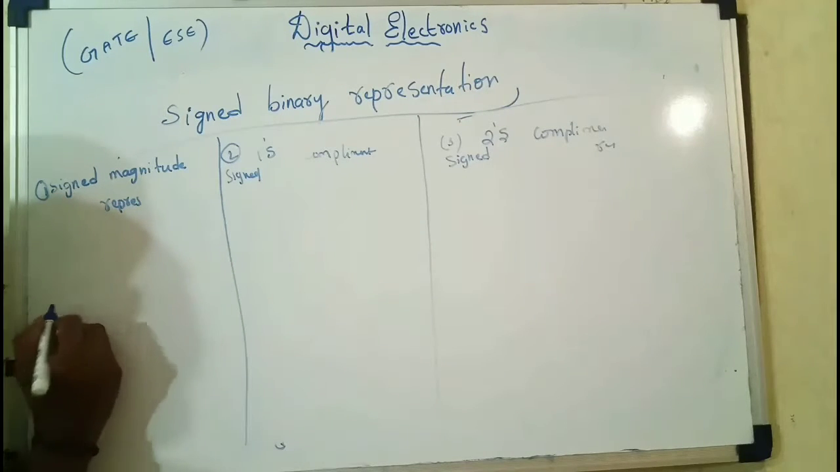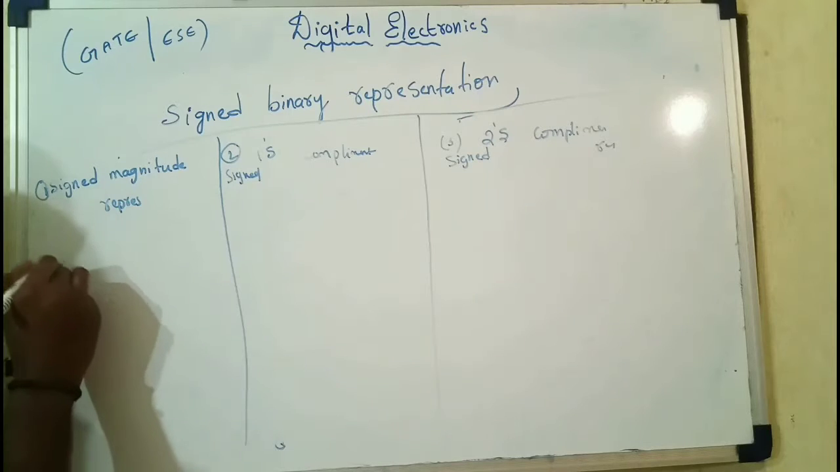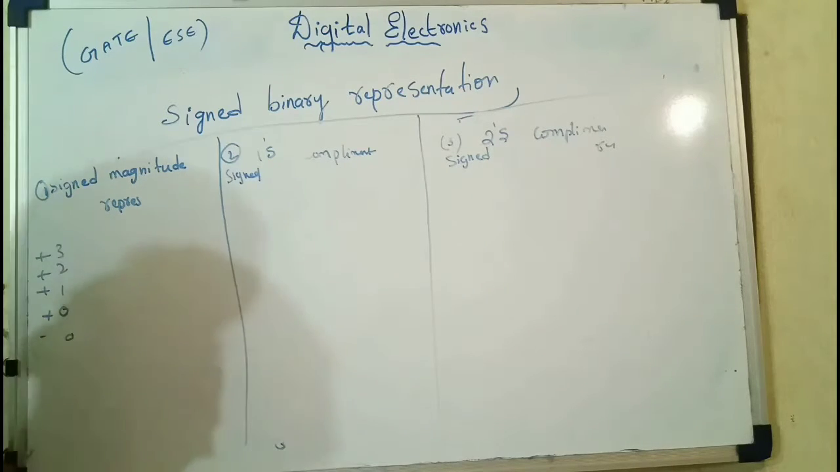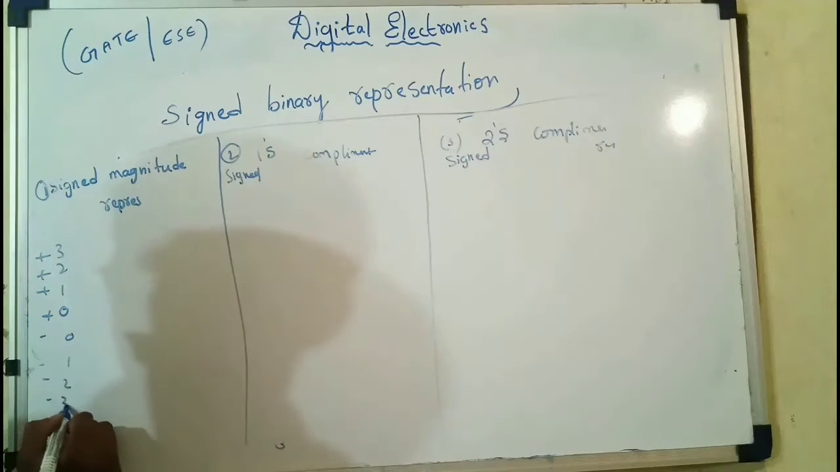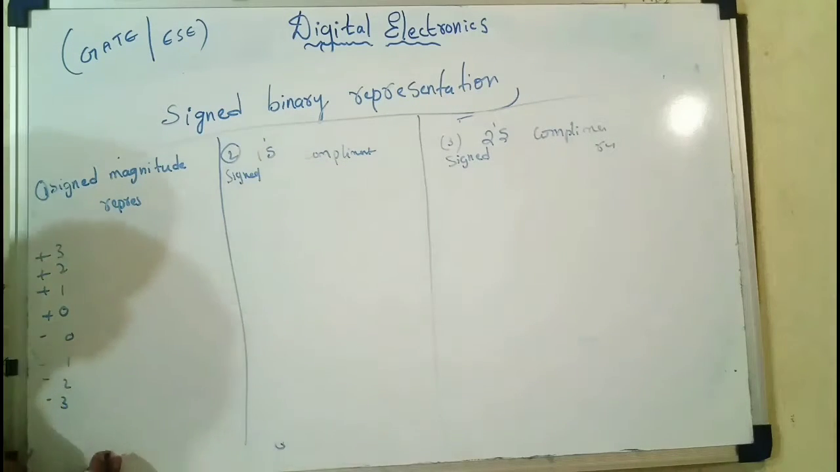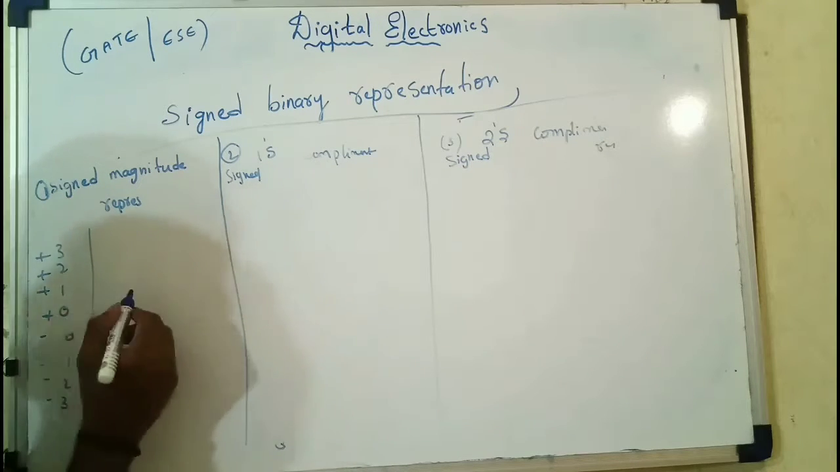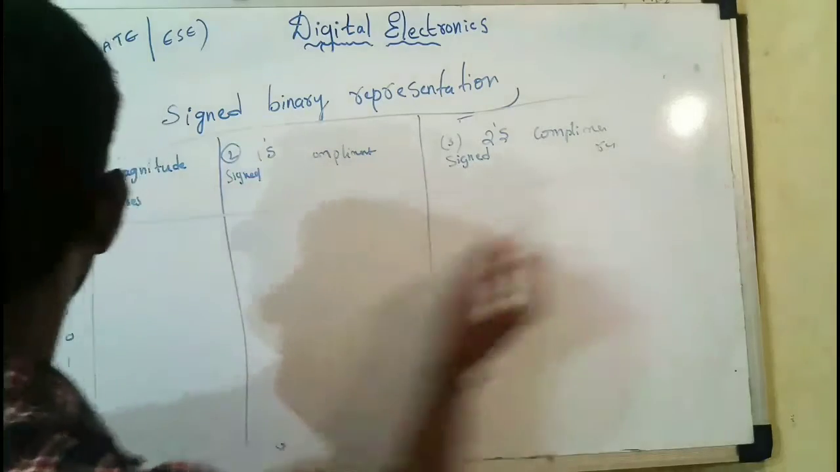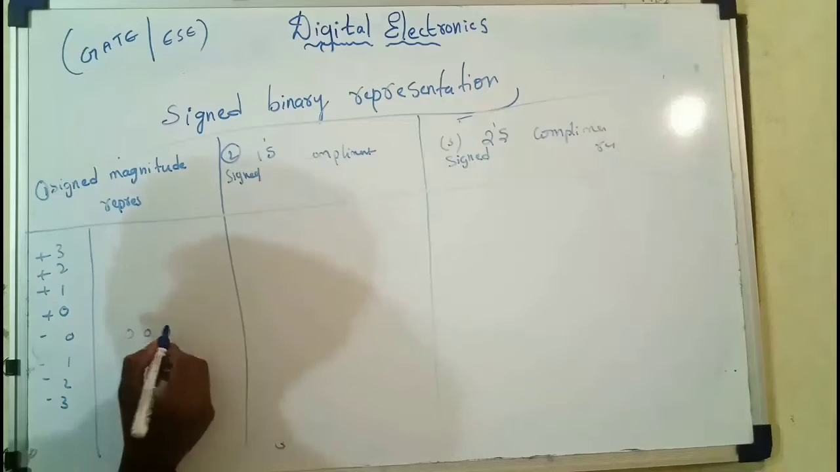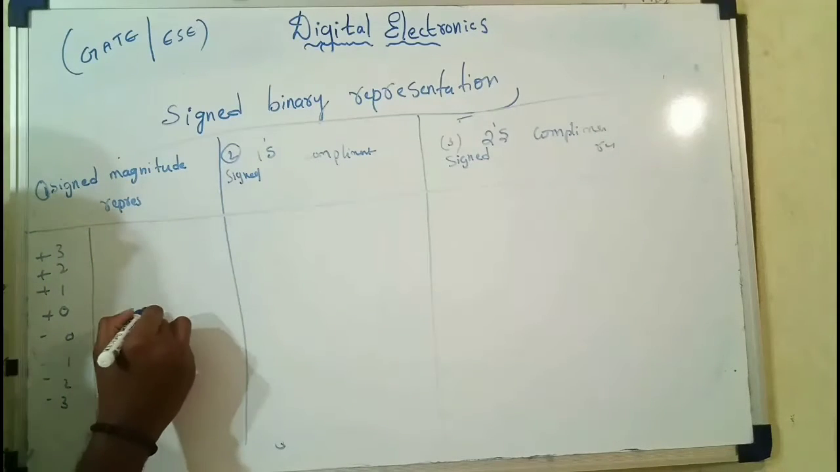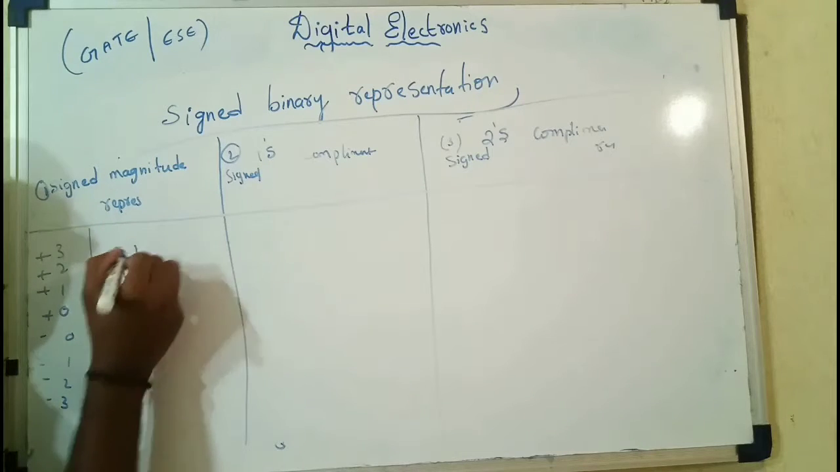We will take some values. This is 0, plus 0, minus 0. This is minus 1, minus 2, minus 3. And the value is the binary equivalent value. This is 0 0 0 0, 0 1 1 0 1 1.